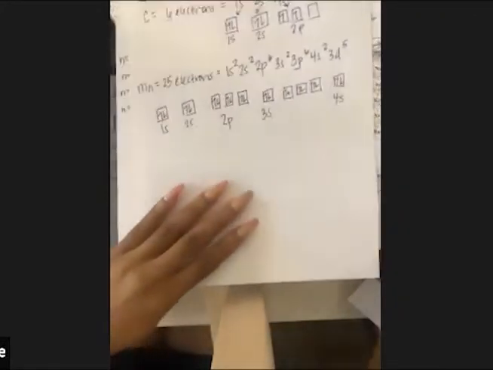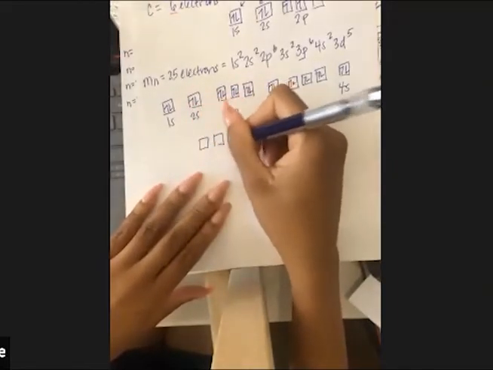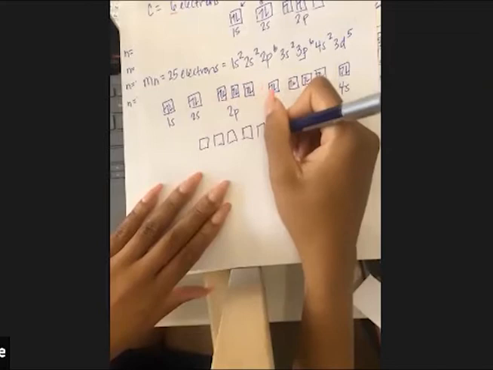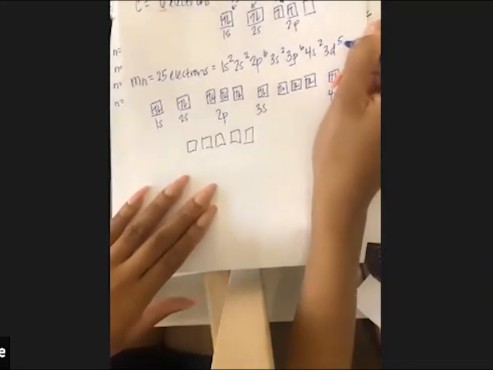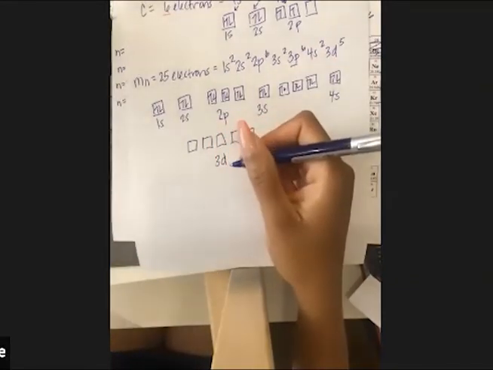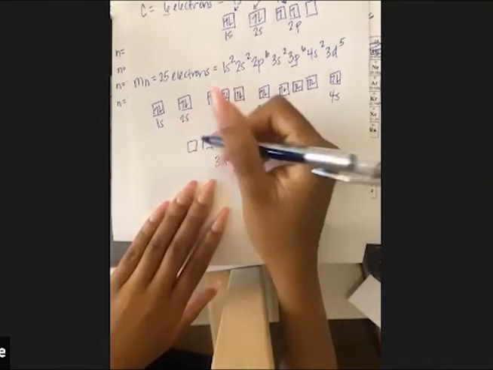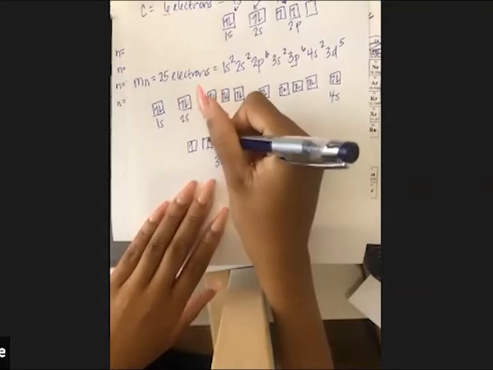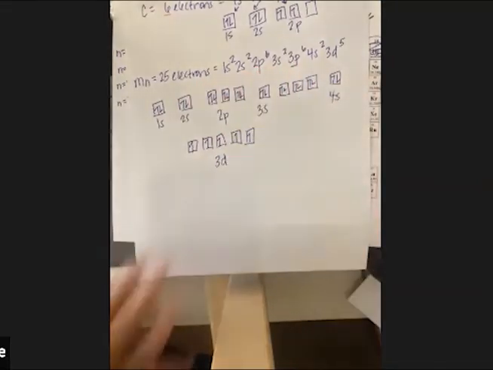So when I get to 3D, it's 1, 2, 3, 4, 5. And then because there's 5 electrons in it, the way I'm going to draw this out, once again, I have to say singly in the same direction. 1, 2, 3, 4, 5, like this.